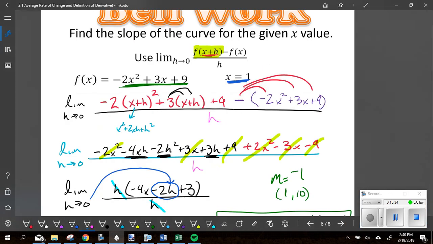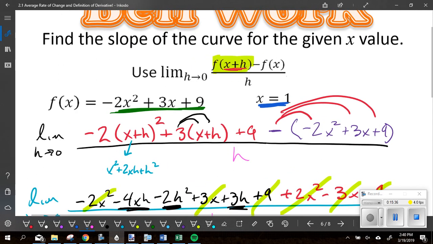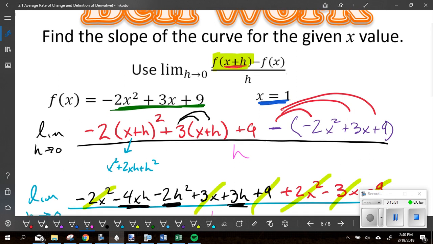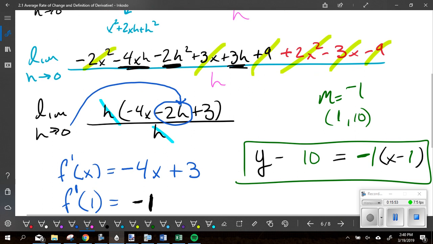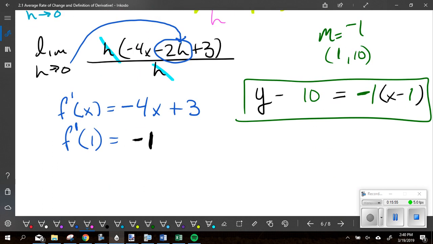So we did this bell work the other day. Remember doing this? I think we did it Friday. We found the limit as h approaches 0 of negative 2x squared plus 3x plus 9 at x equals 1. What is that doing when we found that limit? It found the derivative. It found the slope at 1. Everybody agree with me? Remember how fun this was? Oh, yeah. All that work to get an answer of negative 1.